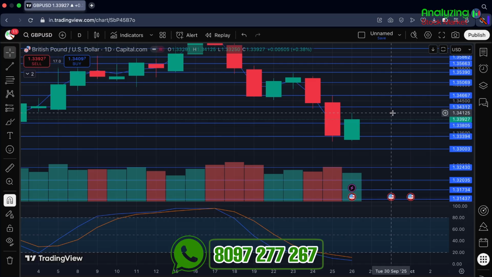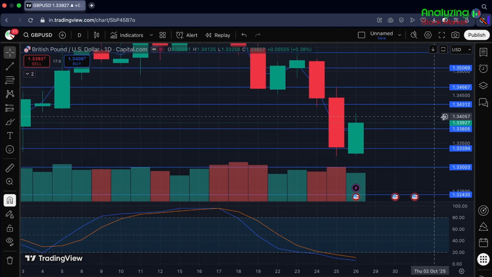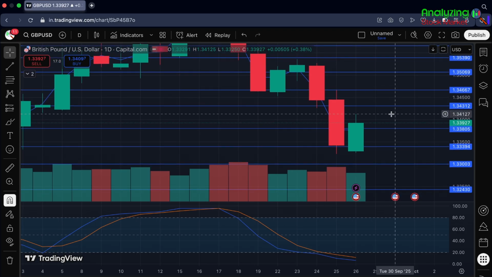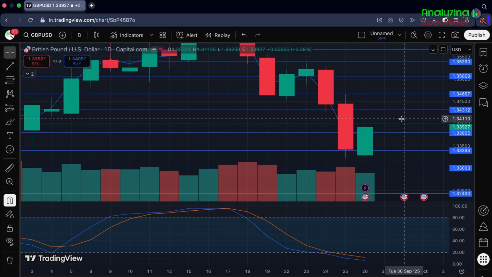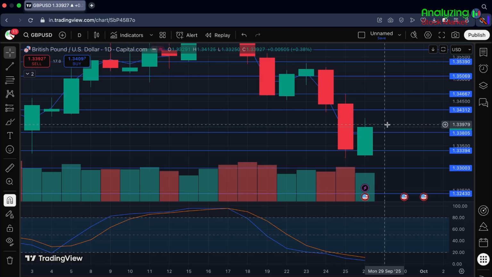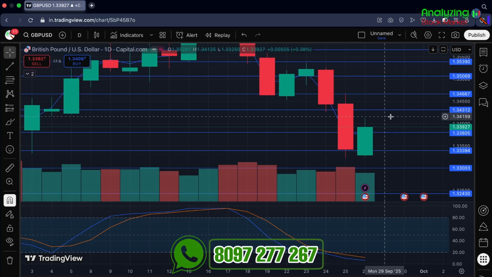So this is a one-day chart. As you can see, important support and resistance levels are already marked. We don't need to mark any new levels because we have already done the analysis last week. If I talk about the closing here, 1.33927 was the closing. The direct support is 1.33805 and direct resistance is 1.34312. After direct support, there is a support of 1.33394 and then 1.33003. After direct resistance, there is a resistance of 1.34667 and then 1.35069. So currently, these are the important support zone and resistance zone that will help you to take better trades for the coming week.